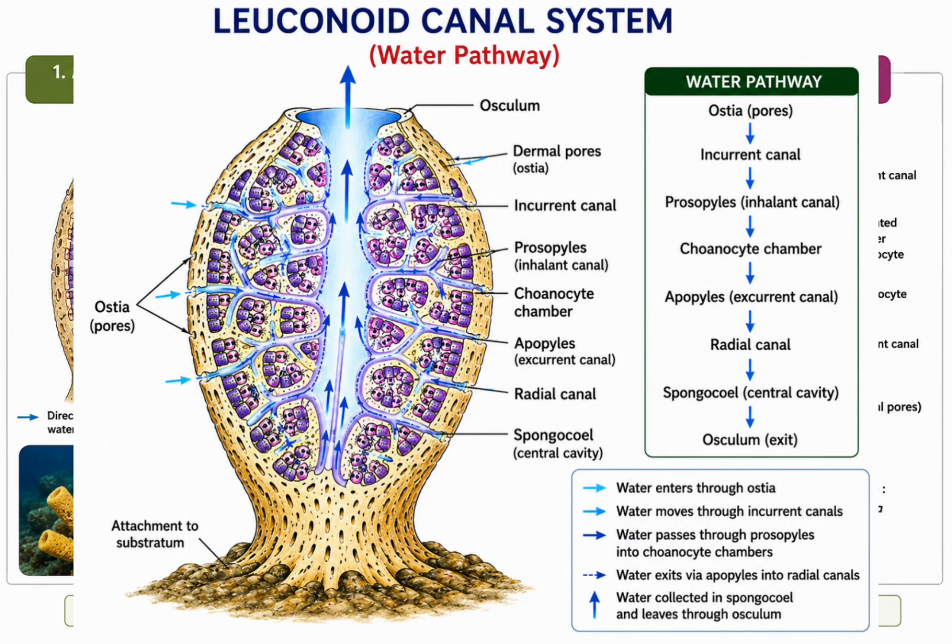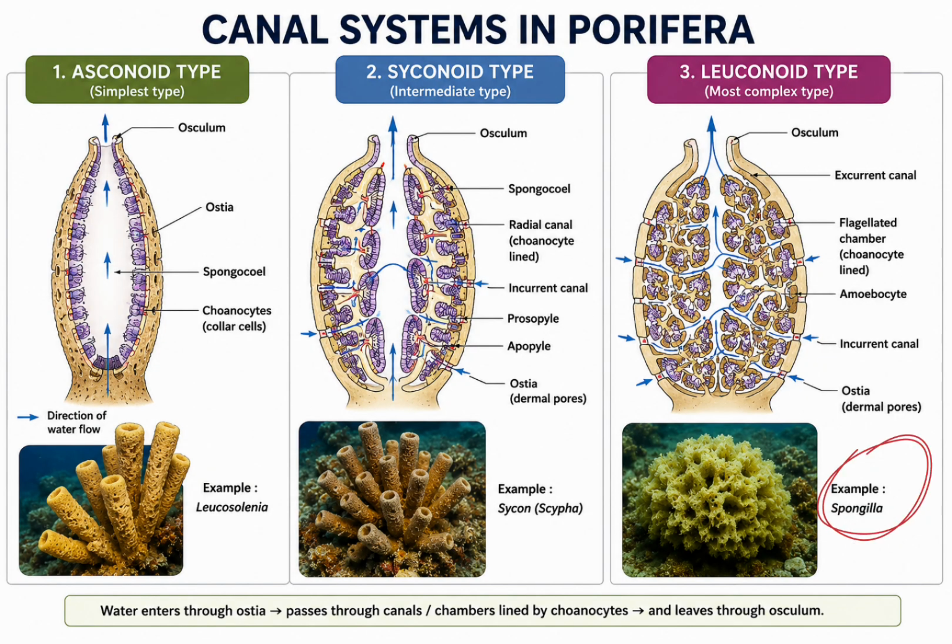Then the third or last type of canal system is leuconoid canal system. It is the most complex arrangement. The body wall becomes highly folded and produces numerous flagellated chambers. The original large spongocoel is greatly reduced. Water passes through numerous chambers and canals. Examples are Spongilla and Euspongia.